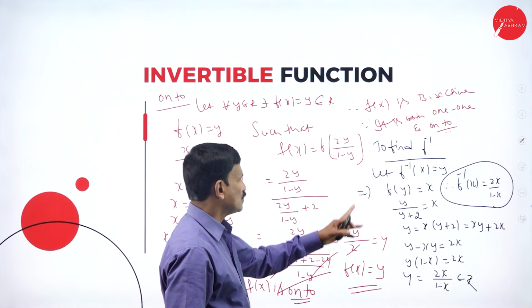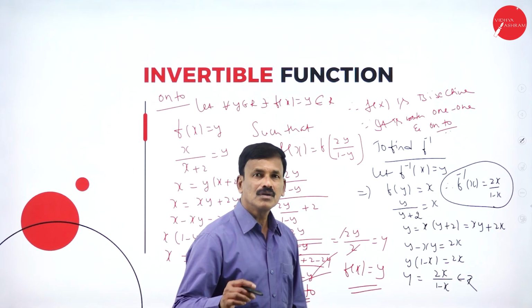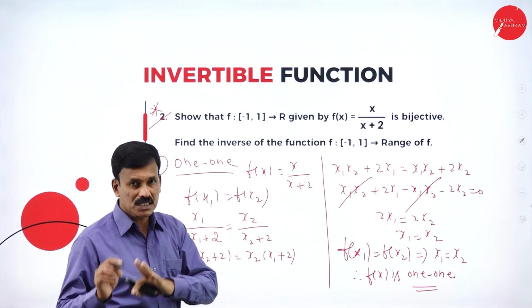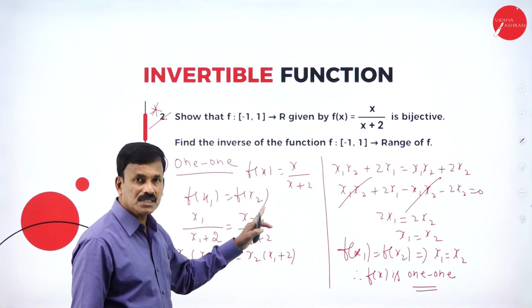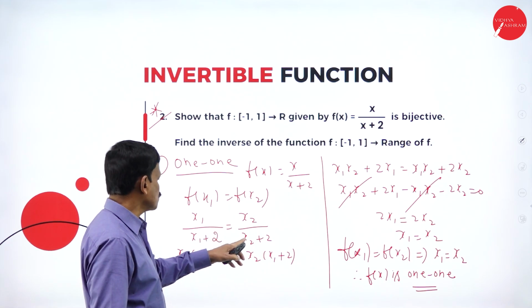So, f inverse of x is equal to 2x divided by 1 minus x. That's it. Hope you followed. Okay, just recall this. Let me repeat. So, just find out f(x) is one-one. For one-one, f(x1) is equal to f(x2) implies x1 divided by x1 plus 2 is equal to x2 by x2 plus 2.